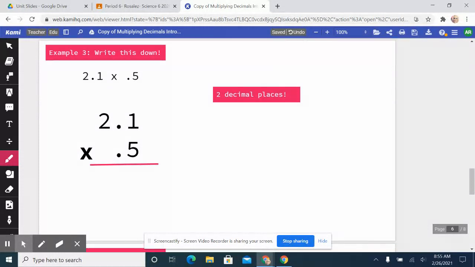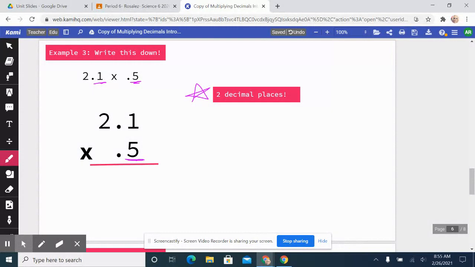Now you have your third example. Please write this down. So 2.1 times 0.5. Now this is a little bit different than the one before. And the reason is this time in your second number set, whatever you want to call it, there's a decimal where before it wasn't. But it really isn't any harder than the one before. Technically, this is 1 decimal place, 2 decimal place. So you would move the decimal 2 times at the end.